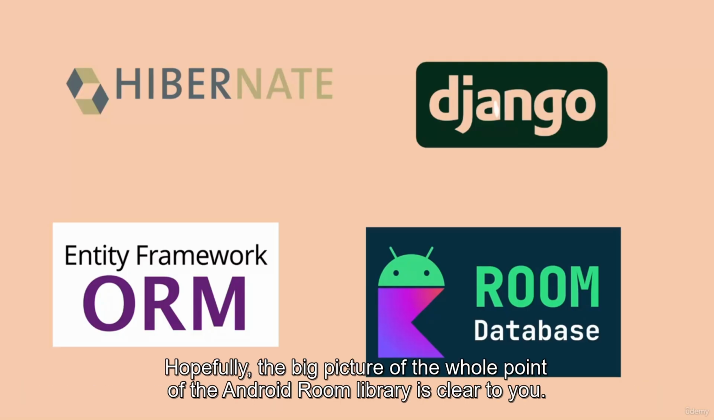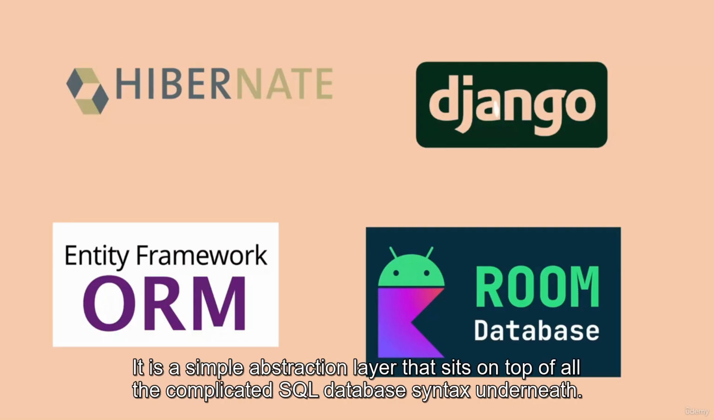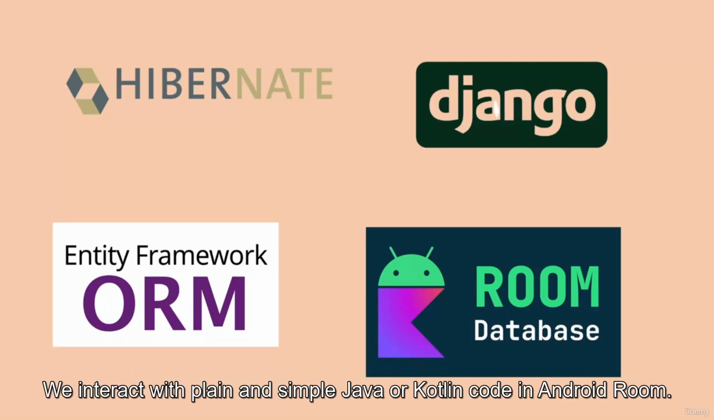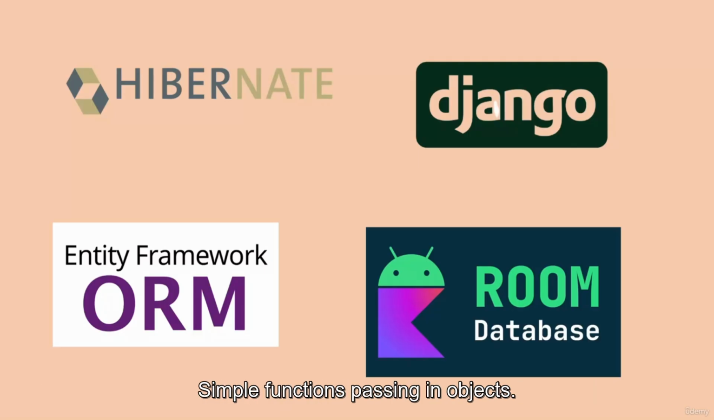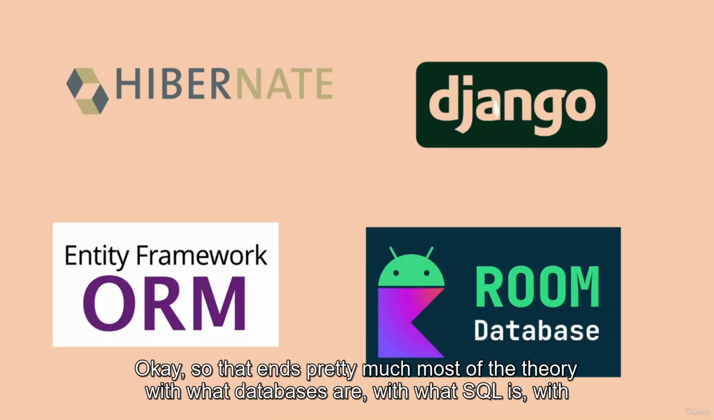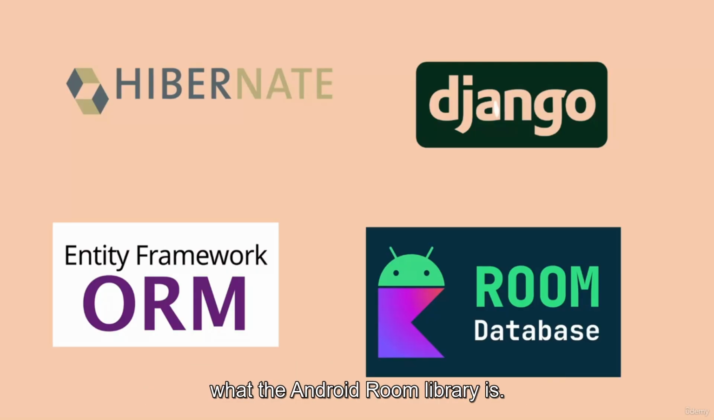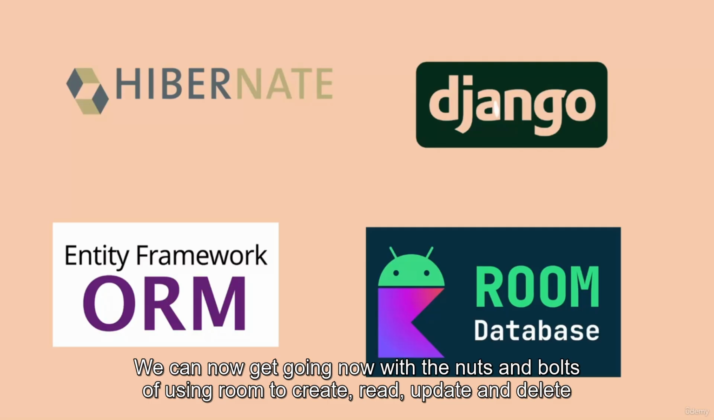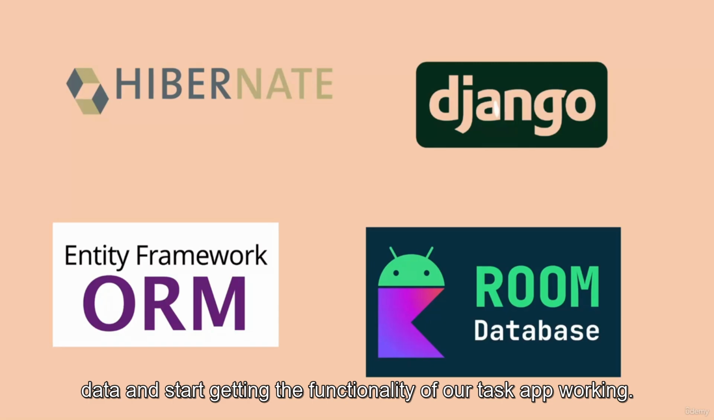Hopefully the big picture of the whole point of the Android Room library is clear to you. It is a simple abstraction layer that sits on top of all the complicated SQL database syntax underneath. We interact with plain and simple Java or Kotlin code in Android Room, simple functions, passing in objects, receiving objects, simple as that. Okay? So that ends pretty much most of the theory with what databases are, with what SQL is, with what the Android Room library is. We can now get going with the nuts and bolts of using Room to create, read, update, and delete data, and start getting the functionality of our task app working.